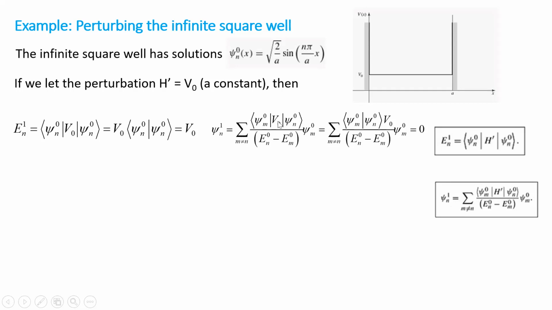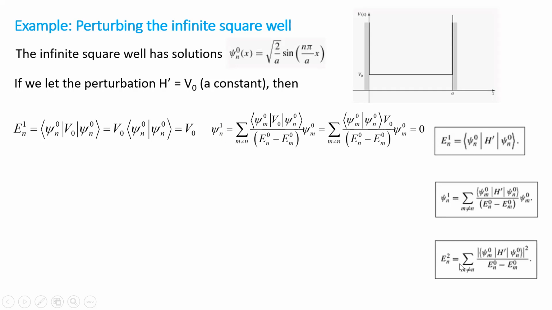So V0 is a constant, so we can pull it out of this integral, and we get the inner product of psi m0 and psi n0. But for the infinite square well, if m is not equal to n, these are orthogonal. Psi m0 is orthogonal to psi n0. So this is going to be 0 for all m not equal to n. So we get a 0 in the numerator, and so this is just 0. So there's no correction to the wave function. So psi n1 is 0. To first order, there's no correction to the wave function.